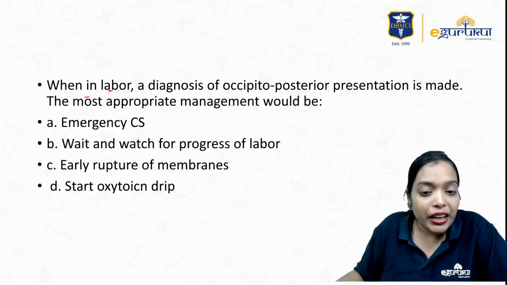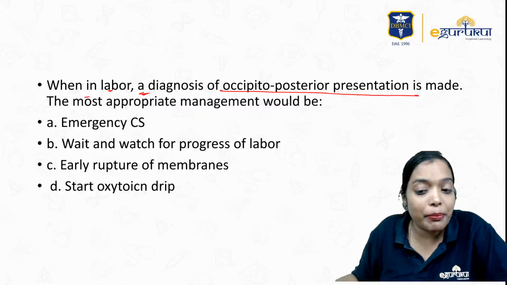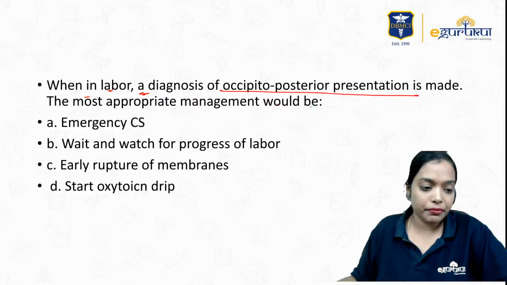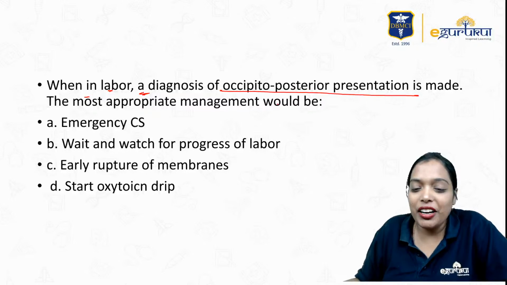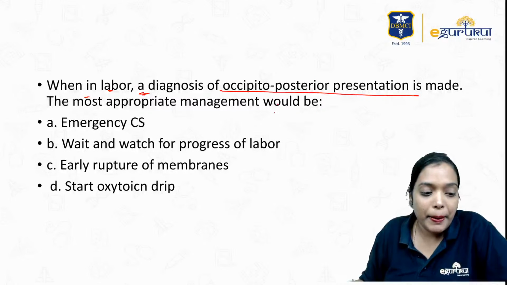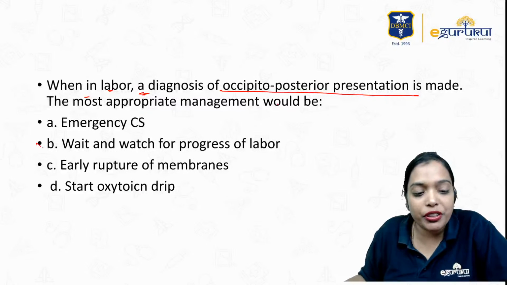When in labor, a diagnosis of occipito-posterior presentation is made, the most appropriate management would be: emergency cesarean, wait and watch for the progress of labor, early rupture of membranes, start oxytocin drip. Excellent. So the answer here will be wait and watch for the progress of labor.